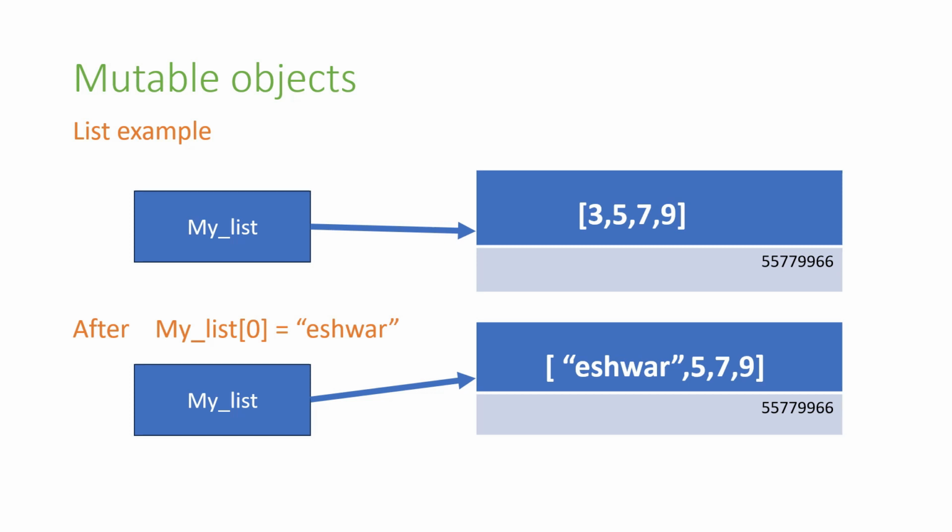Only the value is changed. Here the data type is not changed. Only the value changed. ID is not changed, data type is not changed, only values are changed. So this is mutable. I hope you are clear.